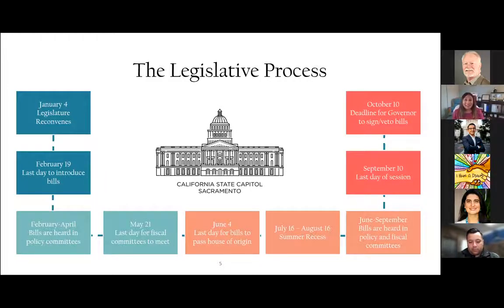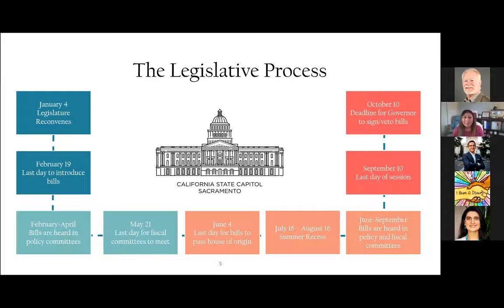Then they come back. So we then have the last two months where we redo the process, where assembly bills now go through the Senate policy and fiscal committees if they cost more than $250,000, and then Senate bills go to the Assembly and redo that entire process and also go through the Appropriations Committee. There's something called the suspense file. And we like the suspense file. Those are the most costly bills.